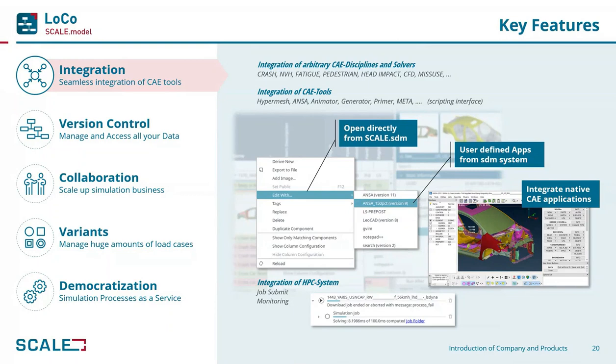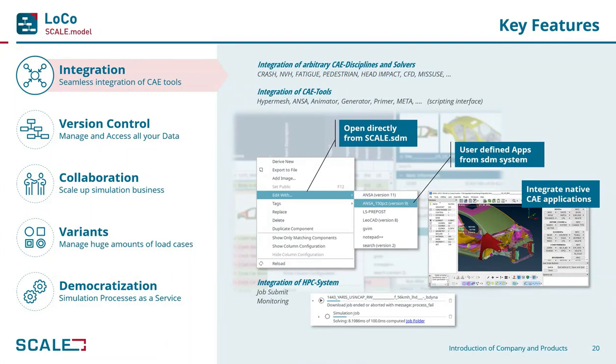Integration also means to integrate with the different CAE tools, for example Hypermesh, Ansa, Animator, Generator, Primer, Meta, among all the tools that our customers need. And we have a very powerful scripting interface and API where we can interact with these tools. That's also one of the reasons why we still provide a desktop client and not only a web client, because from the desktop client we can directly interact with the applications. We'll see that later on in the online demo.